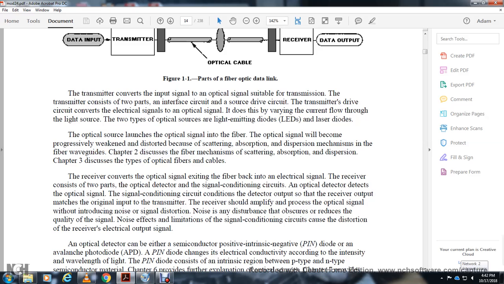The receiver is the part that includes the optical detector and signal conditioning. The optical detector detects the optical signal, and the signal conditioning circuits condition the detector output. So the receiver output matches the original input to the transmitter.